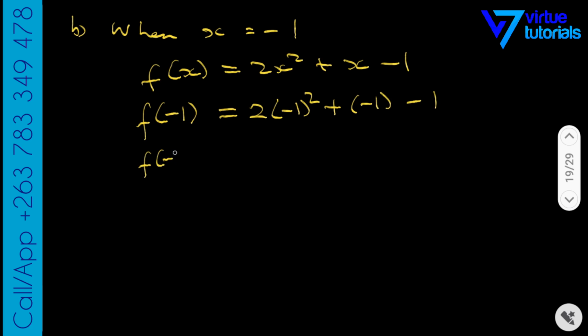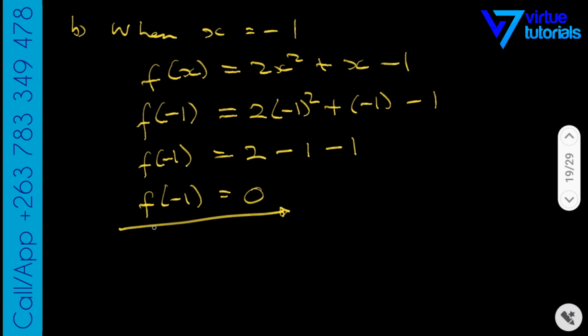So f of minus 1 will be equal to minus 1 squared is minus 1 times minus 1, which gives you a positive 1, because a negative times a negative gives you a positive. A positive 1 times 2 will just give you a 2. A plus and a minus will give you a minus, then a 1, then a minus 1. So f of minus 1 will be 2 minus 1 minus 1, which gives you a 0. So that's your result there. So that's simple substitution in a function.